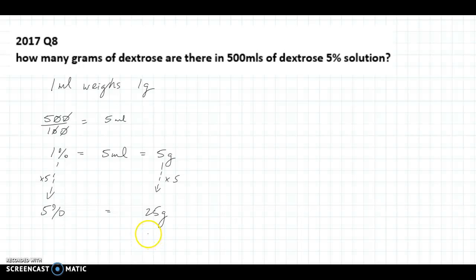Is that right? Double check it. Right, 1% is 5 mils, same as 5 grams. And if 1% is 5, well, 5 of them is 25. That's it.